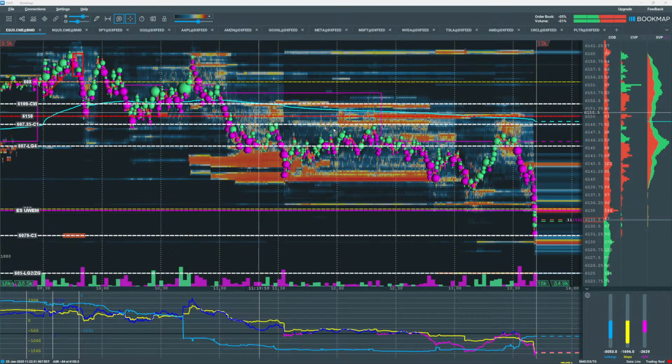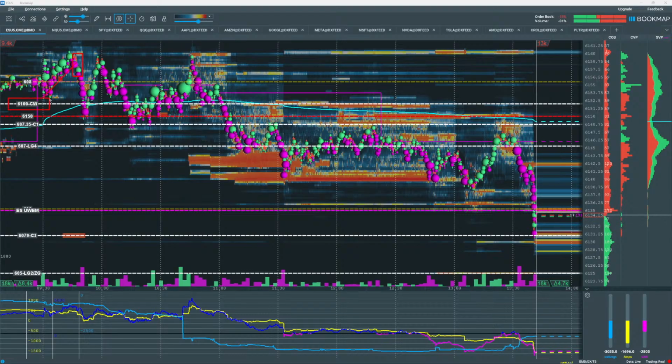All right, so Bookmap, here's that 6,100 call wall in play earlier today. And now price is moving firmly below that. This SPY 607 level, a large gamma 4 level. A lot of price action up and down around that level.